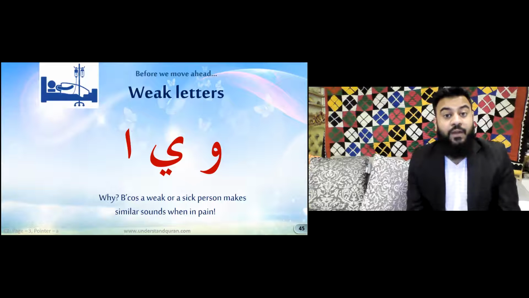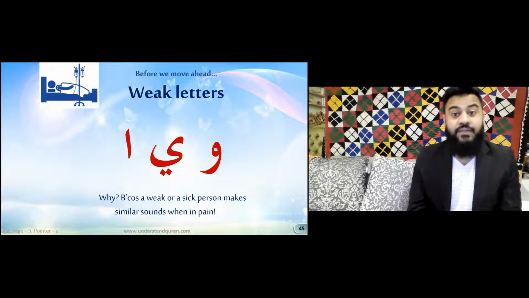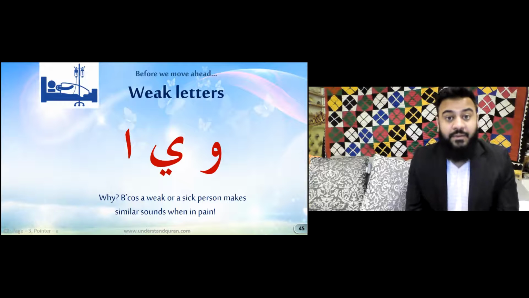Now, you remember the one new concept we've introduced in level 2 is this notion of weak letters. And what are they? It's alif, ya, and waw. As my father, Jaleel Hassan Saad, said earlier, an easy way to remember is the first and last letter, alif and ya. And just like you say and, it's waw. That's how you say it.